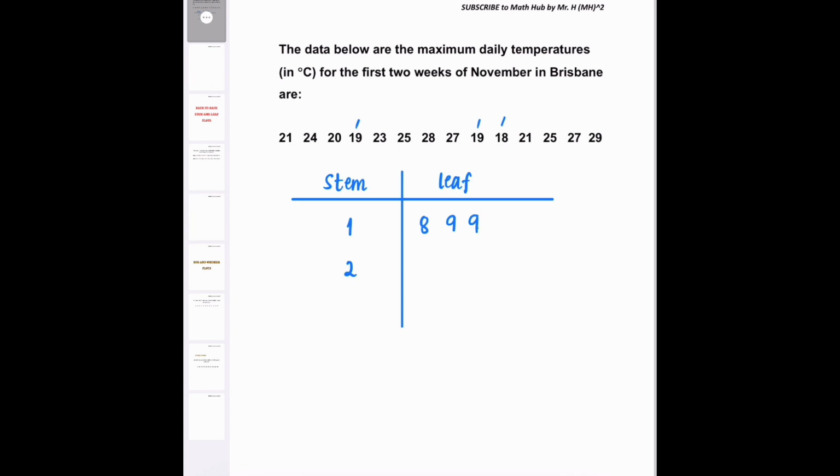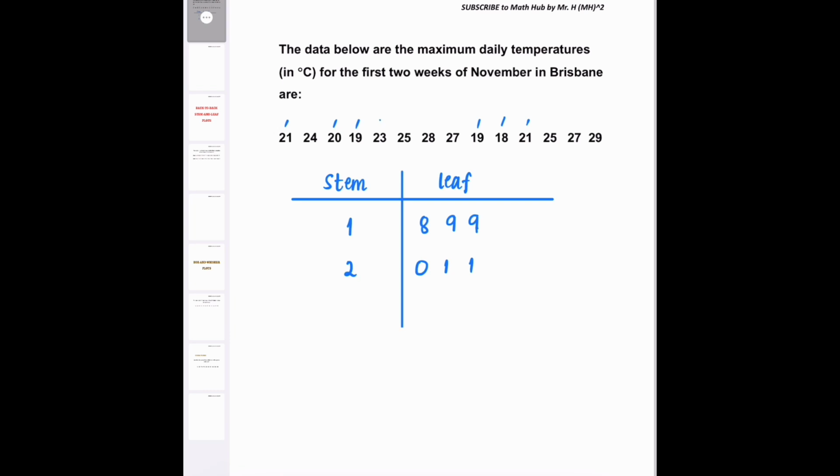For the numbers starting with 2, we have 20 here, so we write 0. Make sure you put 0, because going back to the data set, we were given 20, so you have 2 and 0, which makes up 20. And we have two 21s, so we have 21 here and another 21 here. So we put two 1s.